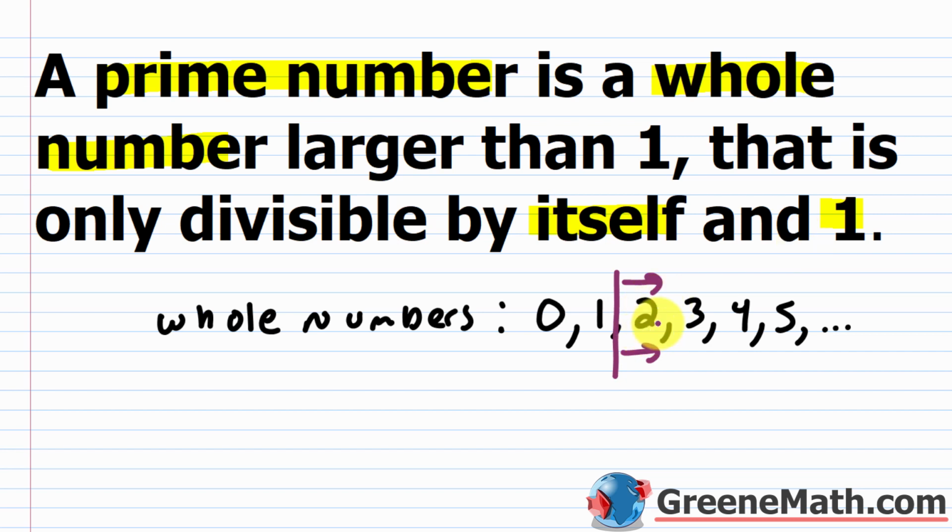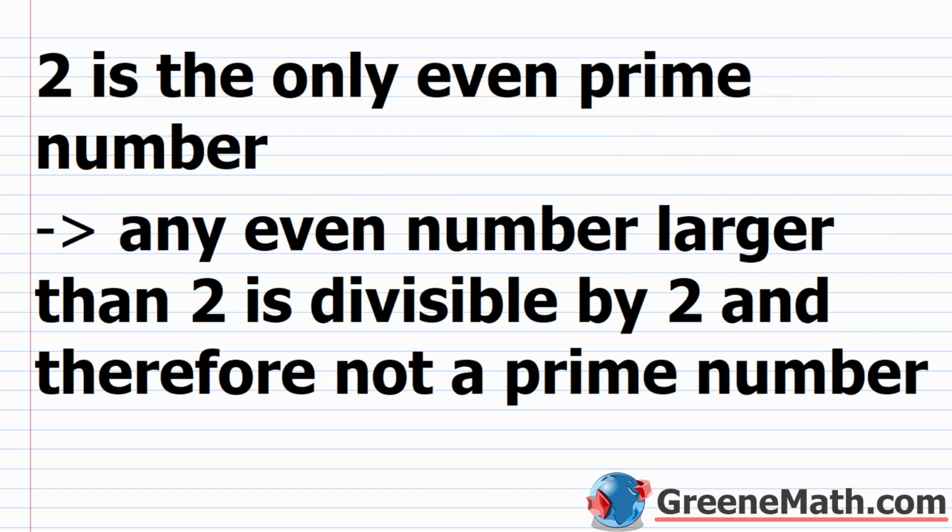So when I think about, let's say, the number 2, that's going to be a prime number because it's only divisible by itself. 2 divided by 2 is 1, and 2 divided by 1 is 2. In each case, you get no remainder, but there's nothing else you can really do with the number 2. So for that reason, 2 is a prime number. And we're going to find that 2 is the only even prime number. So that's really important. Any even number larger than 2 is going to be divisible by 2, and therefore not a prime number because it would be divisible by something other than the number itself and 1.